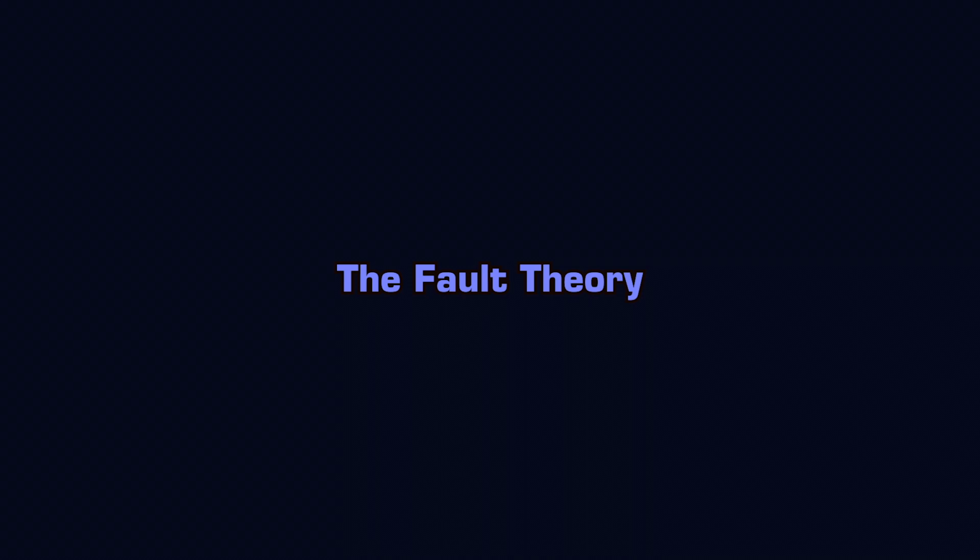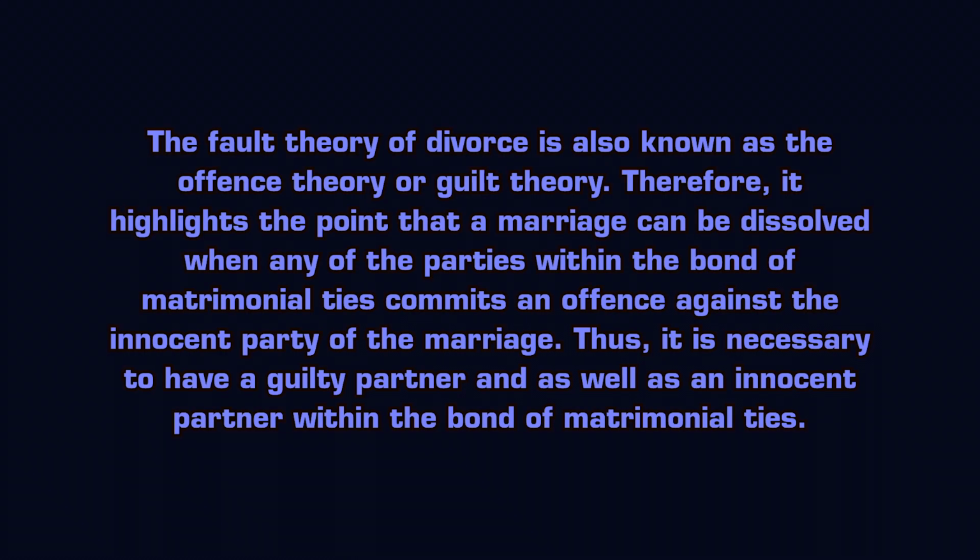The first theory is the fault theory. The fault theory of divorce is also known as the offense theory or the guilt theory. Therefore, it highlights the point that a marriage can be dissolved when any of the parties within the bond of matrimonial ties commits an offense against the innocent party of the marriage. Thus, it is necessary to have a guilty partner as well as an innocent partner within the bond of matrimonial ties. The innocent party only holds the right to seek the remedy of divorce.